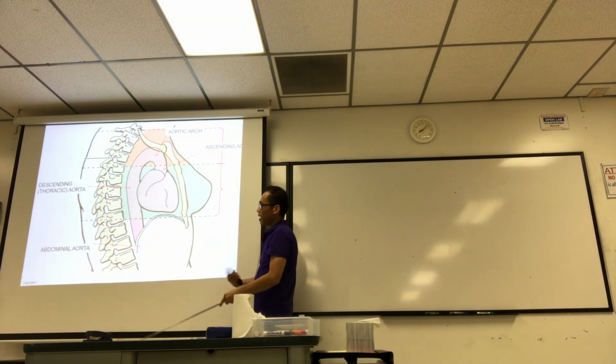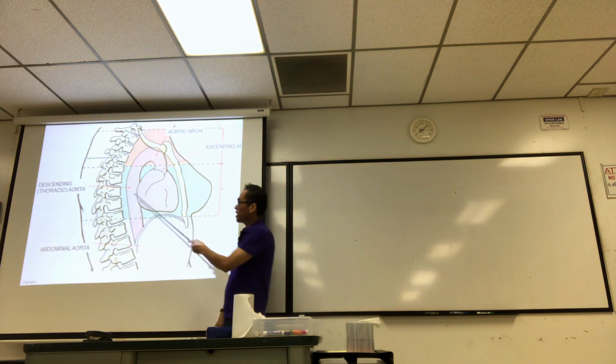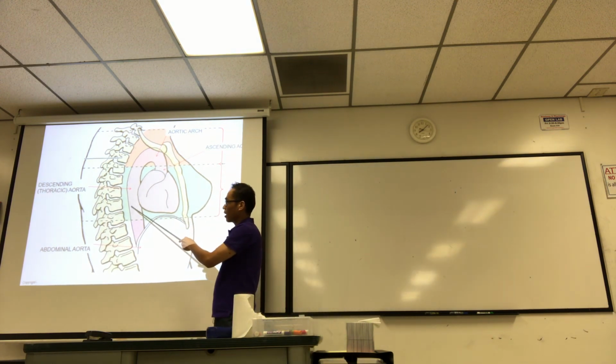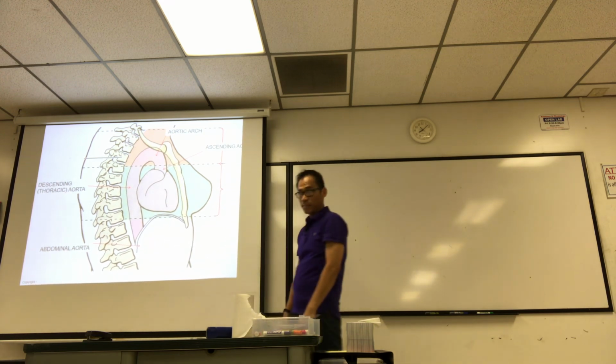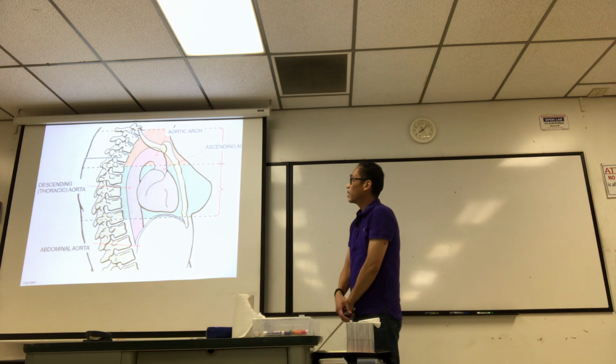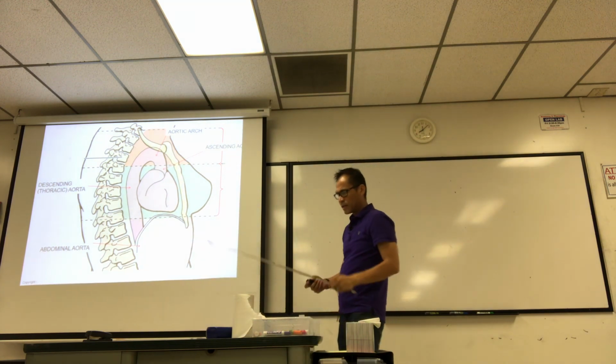And so notice the name refers to the direction of blood flow. Descending means blood is going down. Or you can call it thoracic aorta because it's in the thoracic cavity. Now the thing about it is, this is the main artery and it branches. So that's another thing I want to mention.